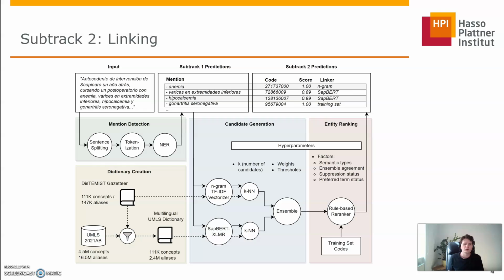So to get access to a larger variety of aliases, we looked into the UMLS. And from all of the 16.5 million aliases in the UMLS in all kinds of different languages, we retained only the ones that were present in the DisTEMIST gazetteer, because only these concepts were relevant for evaluation, ending up with a dictionary of 2.4 million aliases. These dictionaries were then used in different candidate generation approaches that were combined in an ensemble and re-ranked to get the final results. And I will talk about all of the components in more detail now.